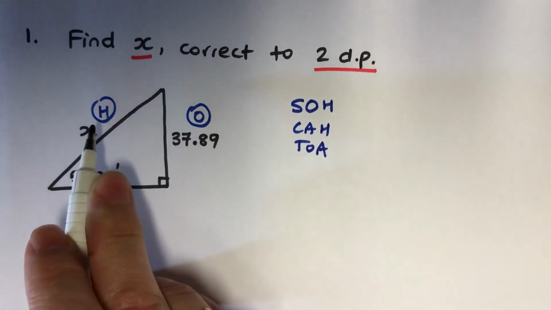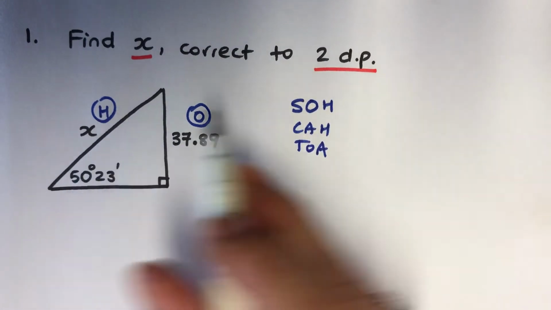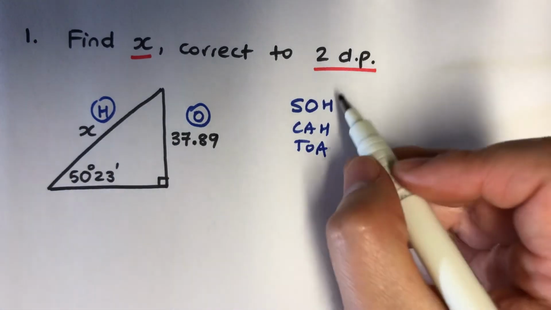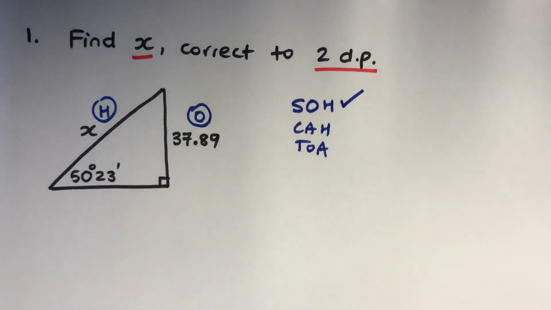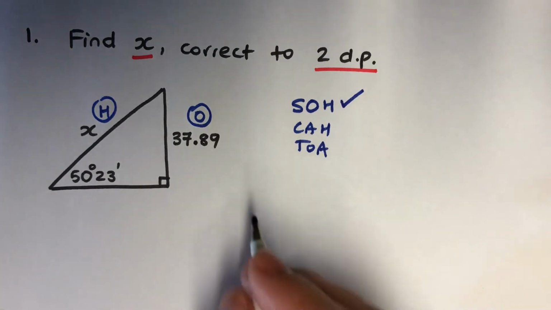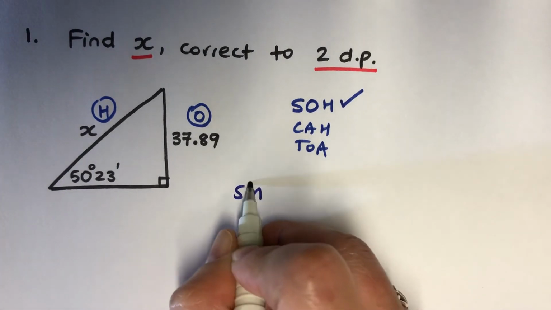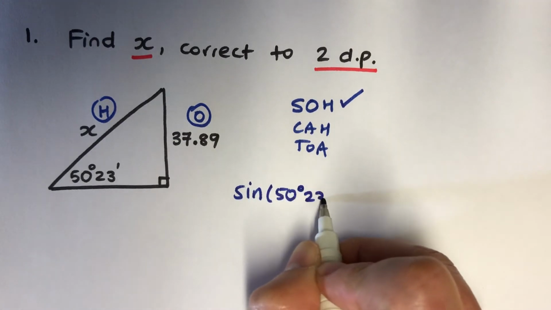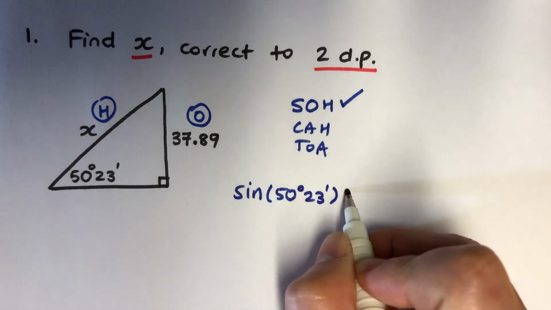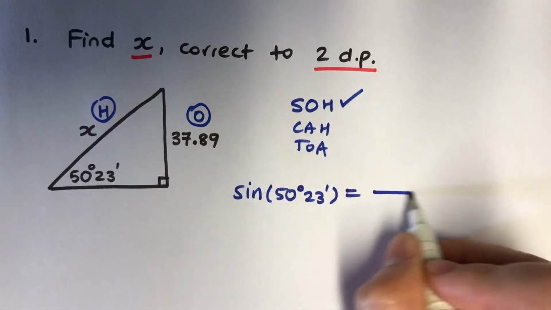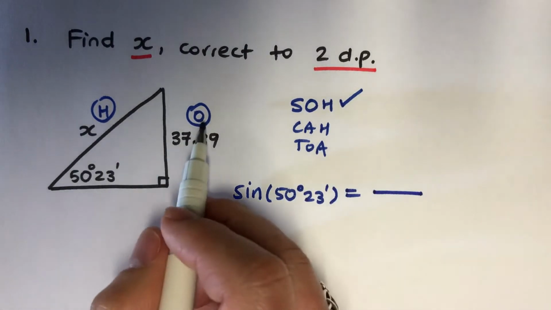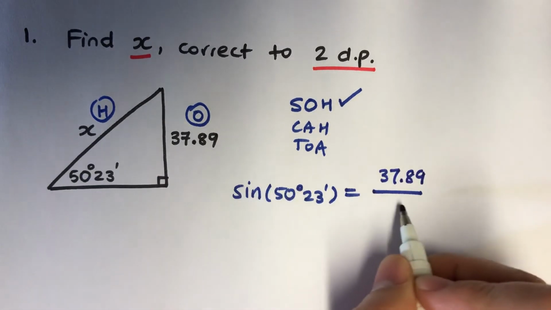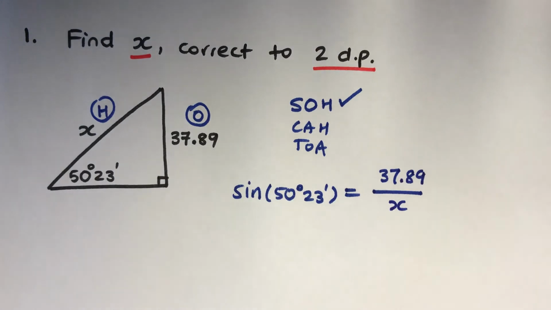I've got O and H to use. Which trig ratio has O and H? Yes, the first one, which is the sine. So I'm going to go sine, the angle given, 50 degrees 23 minutes, equals opposite over hypotenuse. Okay, so that wasn't too bad.